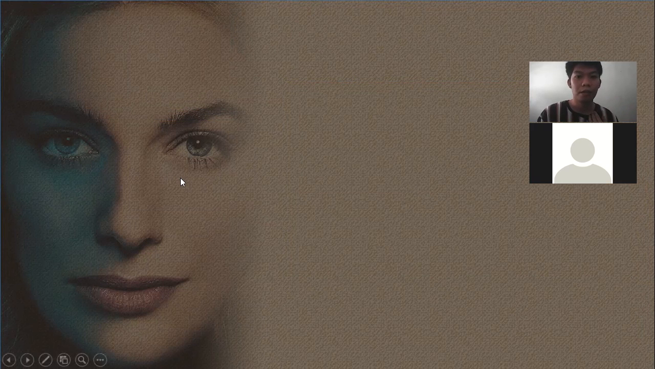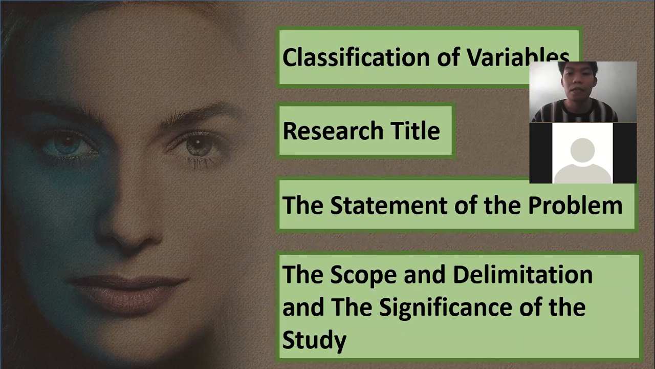So let's start. These are the topics that we're going to discuss for this meeting: classification of variables, research title, statement of the problem, and the scope and delimitation and significance of the study.